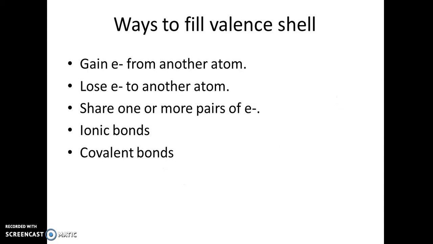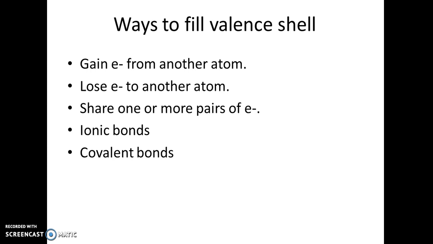So how do you fill the valence shell now? The valence shell is the outer energy level. That's what valence shell means. So you can fill the outer energy level by gaining electrons from another atom, by losing electrons to another atom, or sharing electrons with another atom.